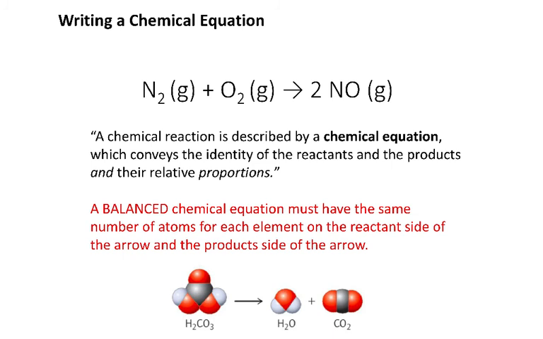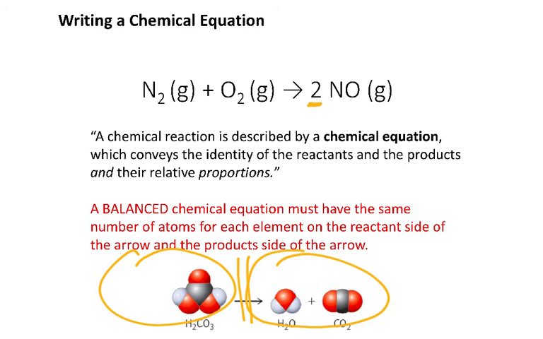So the chemical equation describes the chemical reaction. It conveys the identity of the reactants on the left and the products on the right and their relative proportions. That would be like the 2 here, right? This is called a balanced chemical equation. The balanced chemical equation must have the same number of atoms for each element on each side of the arrow, right? The arrow is kind of like an equals sign, okay? Before the reaction and after the reaction.